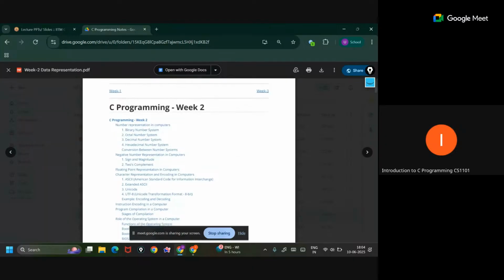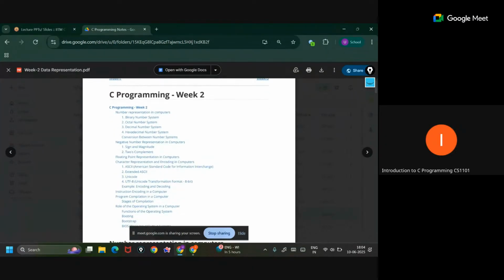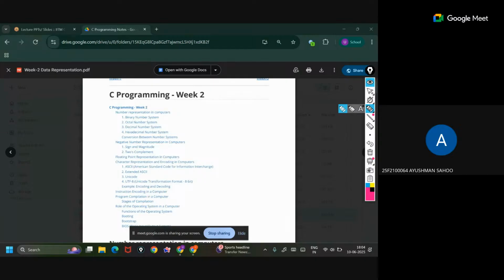So I'll tell you, people, in week 2 we'll be discussing number representation. Number representation in the sense of, let's say if I'm giving 12, so 12 comes under which base, people? Generally if I write it as 12, what is the base value for this 12? It is base 10. Generally if I give it as 10, it is base 10.